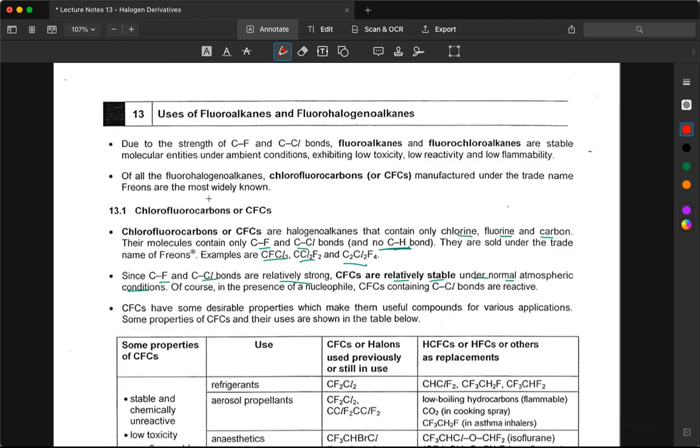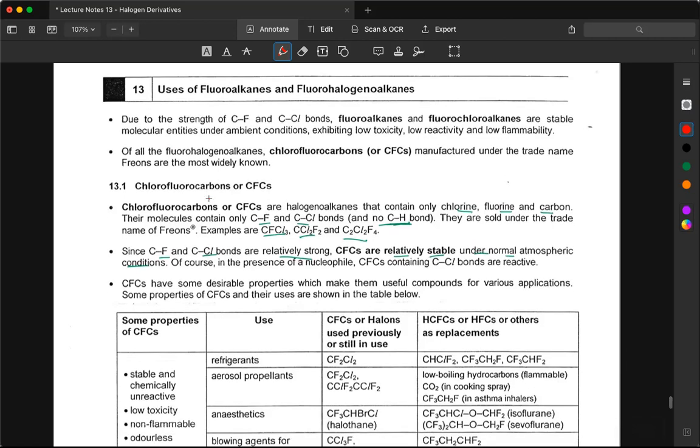Now, due to the strength of C-F and C-Cl bonds, fluoroalkanes and fluorochloroalkanes are stable molecular entities under ambient conditions, exhibiting low toxicity, low reactivity, and low flammability. So of all the fluorohalogenoalkanes, CFCs manufactured under the trade name Freons are most widely used.